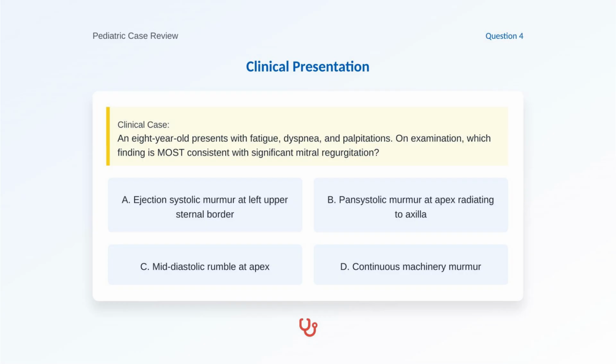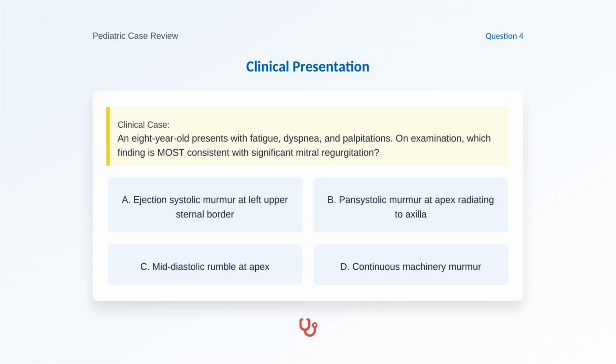The clinical scenario describes an 8-year-old child presenting with fatigue, dyspnea, and palpitations. The question asks which physical examination finding would be most consistent with significant mitral regurgitation. The options are A. Ejection systolic murmur at left upper sternal border. B. Pansystolic murmur at apex radiating to axilla.